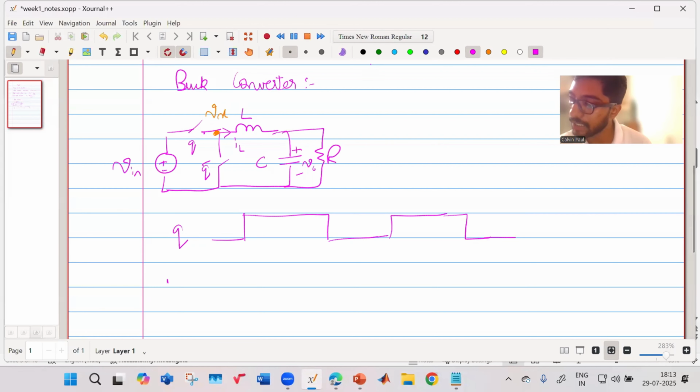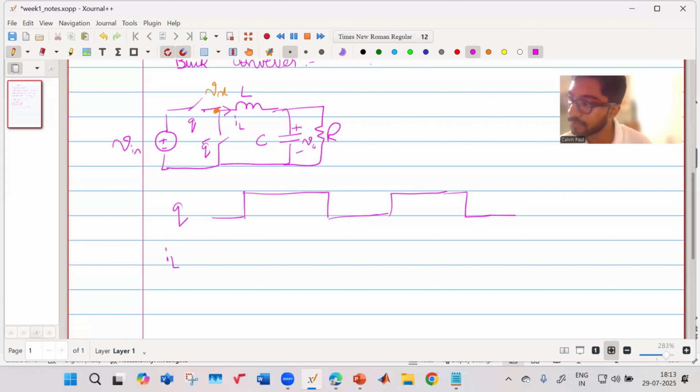Okay, so how will your IL current look like? IL current will fall and then it will rise. It will rise over here, it will fall again over here, again it will rise. Okay, and again it will fall. So this is your IL current.